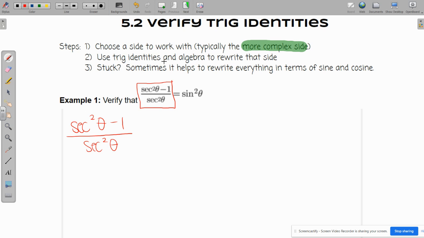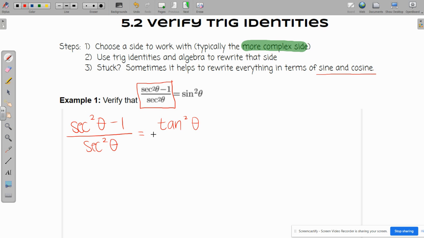Step 2, use trig identities and algebra to rewrite that side. So we're going to work through this just like we've been doing with our simplifying steps. And if you get stuck, number 3 here reminds you that sometimes it's helpful to write things in terms of sine and cosine. The first thing that stands out to me about secant squared minus 1 is that that is a Pythagorean identity that is equal to tangent squared.